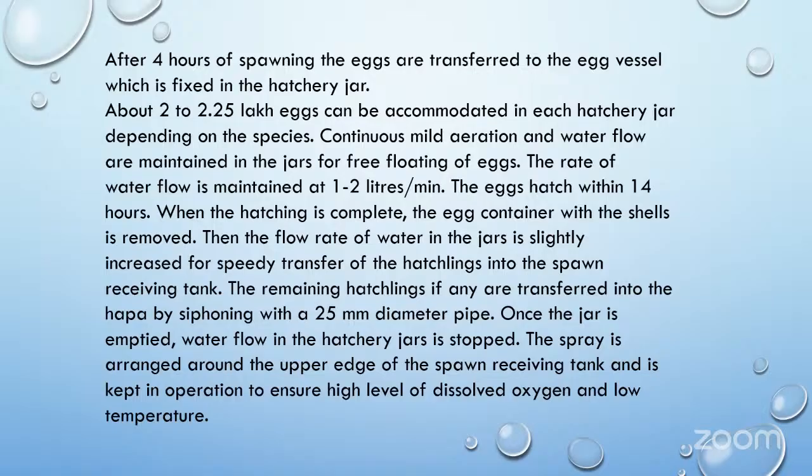When the hatching is complete, the egg container with the shells is removed. Then the rate of water flow in the jars is slightly increased for speedy transfer of the hatchlings into the spawn receiving tank. The remaining hatchlings, if any, are transferred into the hopper by siphoning with a 25 mm diameter pipe. Once the jar is emptied, water flow in the hatchery jars is stopped. The spray is arranged around the upper edge of the spawn receiving tank and is kept in operation to ensure high level of dissolved oxygen and low temperature.